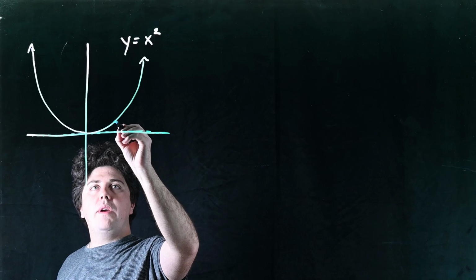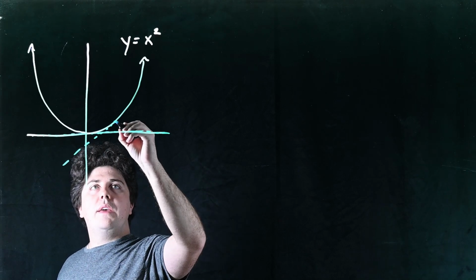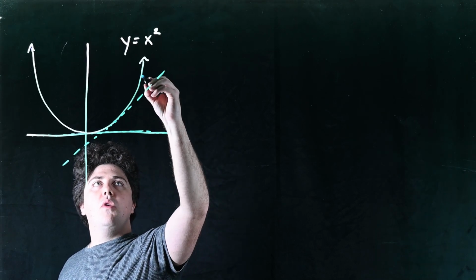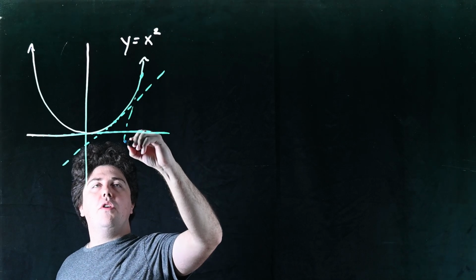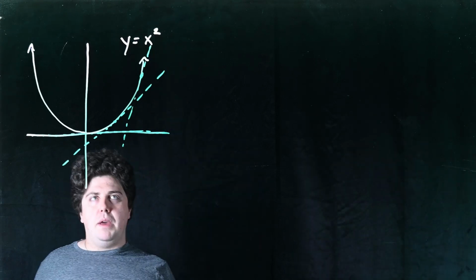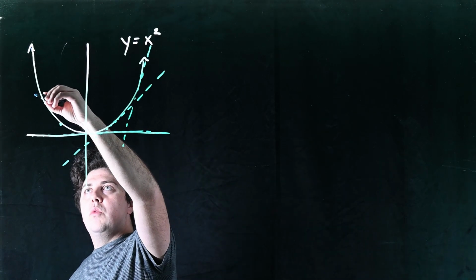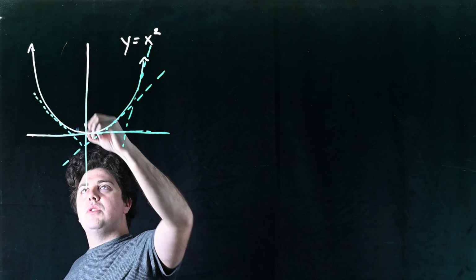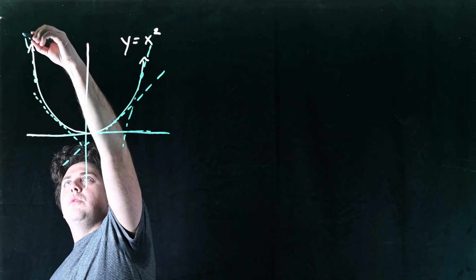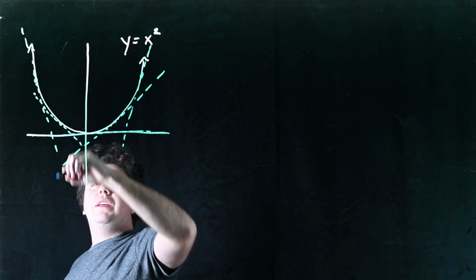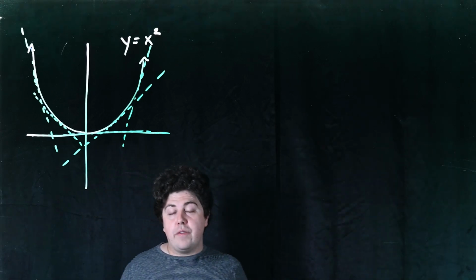But then if we take points here, we can see we get a positive slope, and if we go further up the curve, the slope will get bigger and bigger. Similarly, if we go to the left of 0, we get negative slopes, and those negative slopes will get bigger and bigger as we continue on. So that's the rough idea.